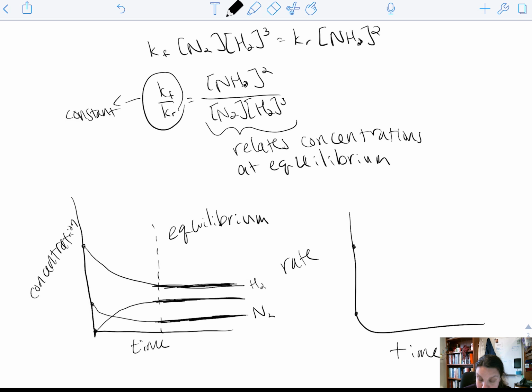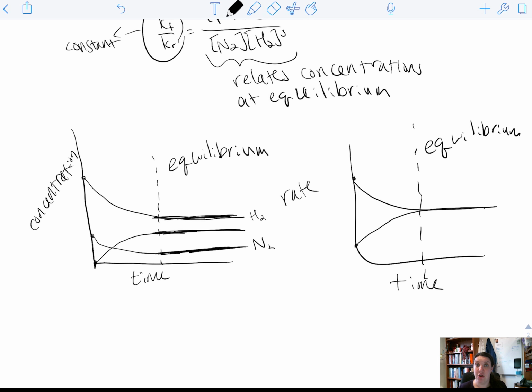The rate of our forward reaction will start out high, go low. The rate of our reverse reaction will start low, go high. But again, they are going to come to an equilibrium point, like so. So when those rates are equal, we have reached equilibrium. So you can look at equilibrium at either your reactant and product concentrations aren't changing, or your rates aren't changing.